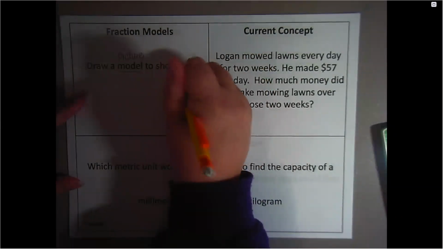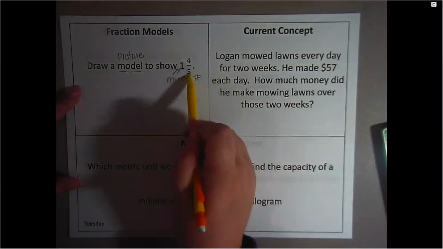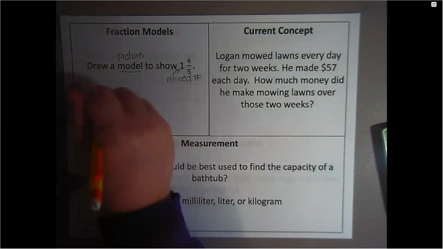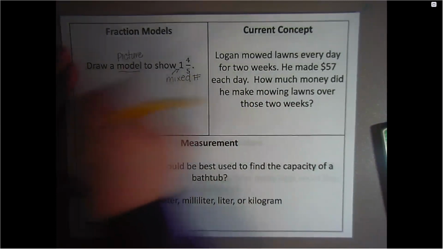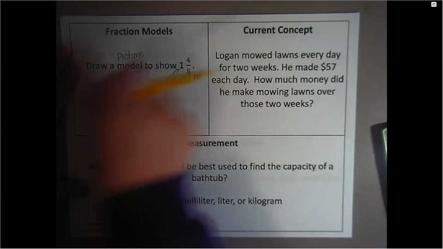So I noticed that this is a mixed number. And a mixed number is a whole and a fractional part. So my fractional part is fifths. So I'm going to take a circle and I'm going to divide it into fifths. Let's see. Now, you know what? I don't want to use a circle. Circles are hard for fifths. So I'm actually going to use a rectangular model.